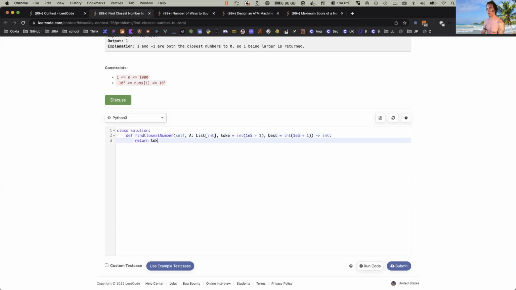So what do we take? For x in A, if abs x is less than best, best exceeds that, then best equals that. Right, so just do this. Best equals that. And then take equal x.